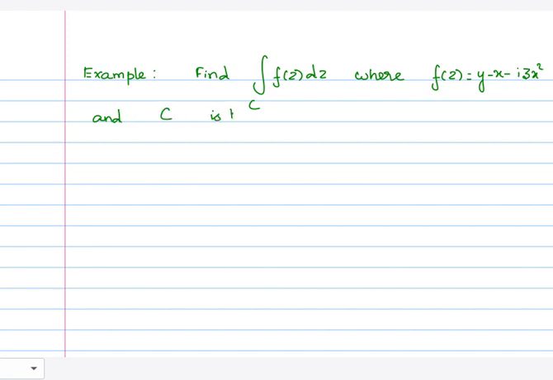C is the line segment from z equal to 0 to 1 plus i. So z1 is 0, z2 is 1 plus i. My aim now is to find the parametric form. How to find it? The keyword is that they give the line segment, so it must be a line.